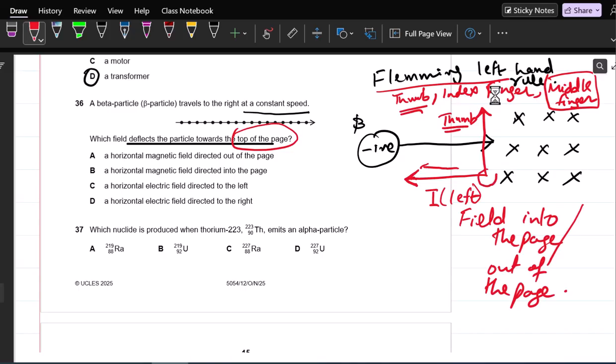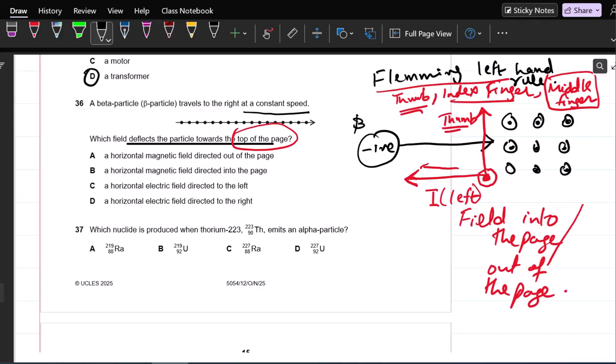So magnetic field is represented by the index finger, that will be towards you. It means out of the page. So here we are not going to use cross. Here we use dots. Dot represents out of the page. So when this charge comes in this field, it will go like this, upwards. So it will be out of the page, a horizontal magnetic field directed out of the page.